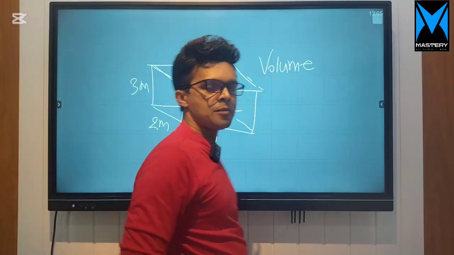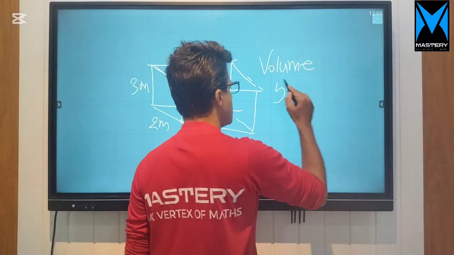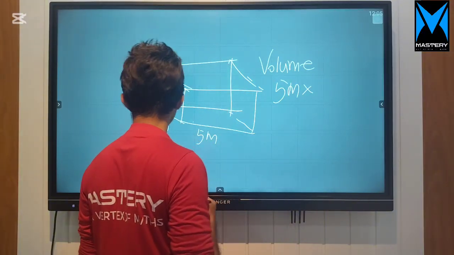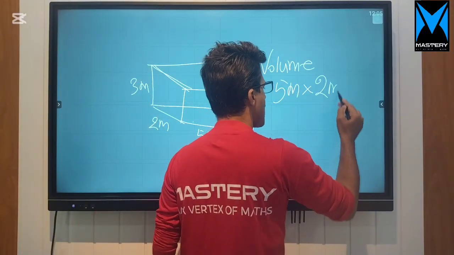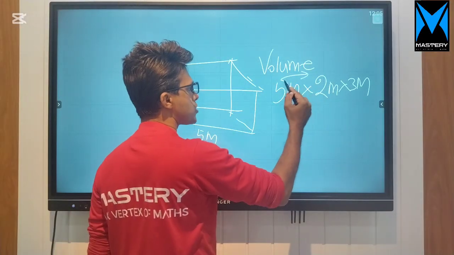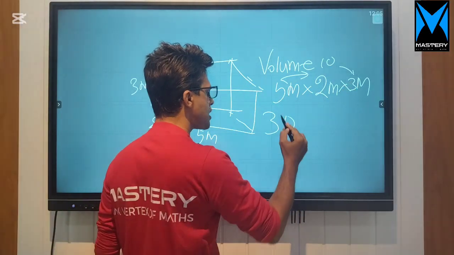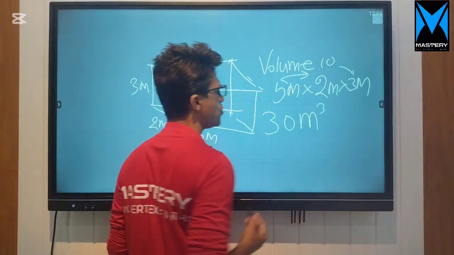So length is 5 meters, breadth is 2 meters, height is 3 meters. Let's multiply. Then 5 times 2 is 10, 10 times 3 is 30. 30 cubic meters.